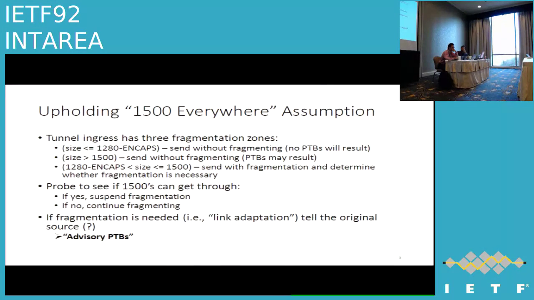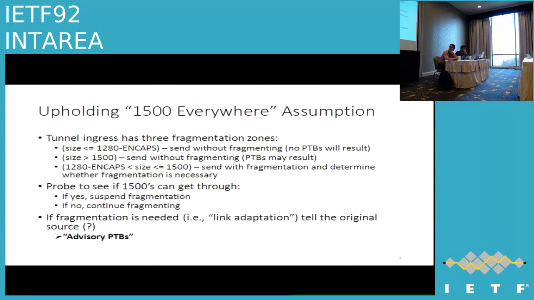Next chart. So, uphold the 1500 everywhere assumption. One strategy a tunnel ingress could employ is that it could say anything smaller than 1280 minus encapsulation overhead we can send without fragmenting, because it's guaranteed to fit within the 1280 byte minimum MTU. Anything larger than 1500 bytes we can send without fragmenting, because hosts that send packets larger than 1500 are really supposed to be doing RFC 4821, in other words, sensing that those packets are getting through without being dropped by a black hole. Anything in the middle zone, larger than 1280 minus encapsulation overhead and less than 1500, might have to use fragmentation to get through, and probe to see whether fragmentation is still necessary.